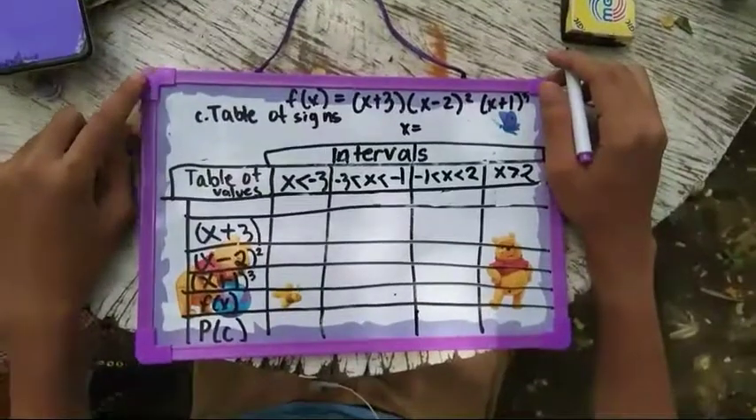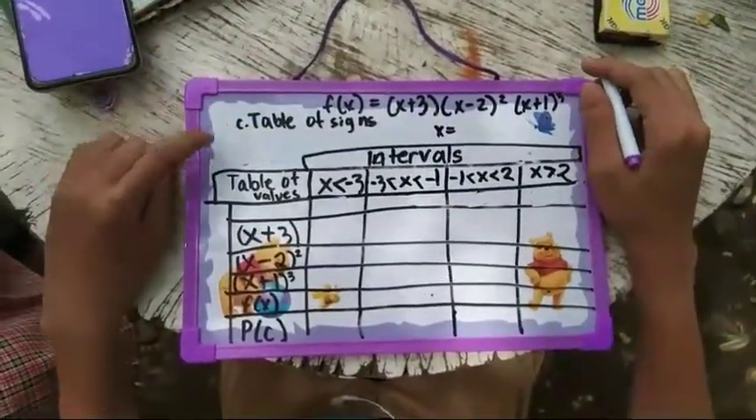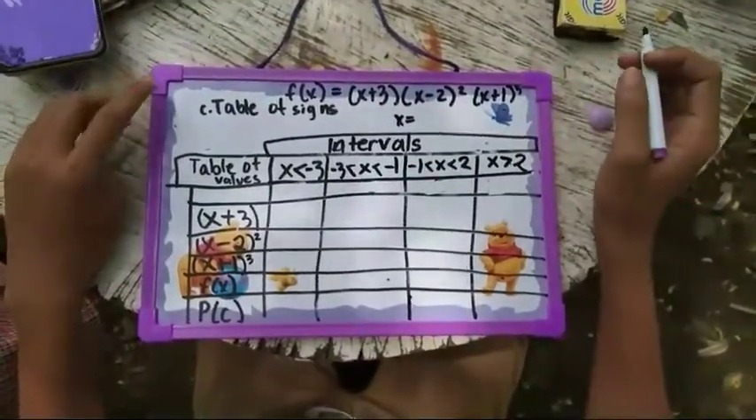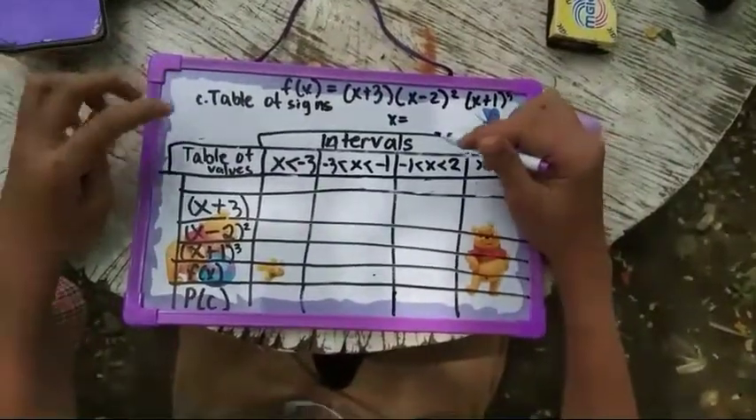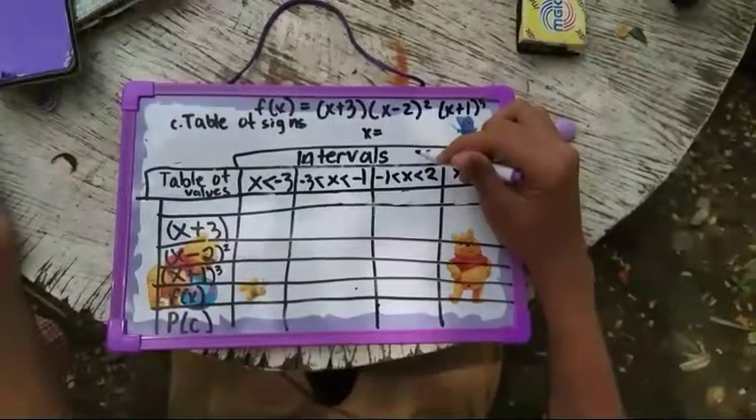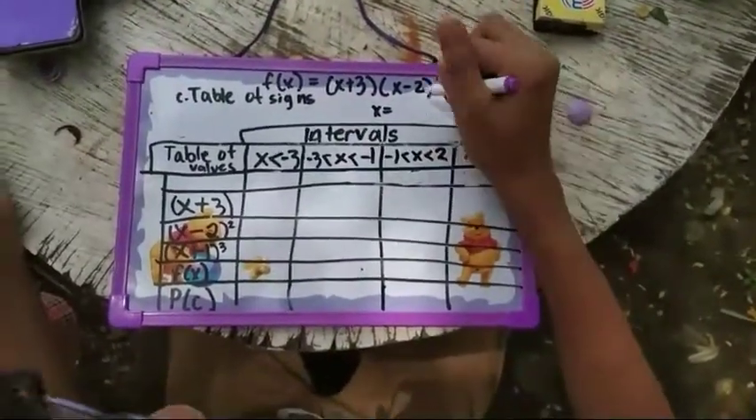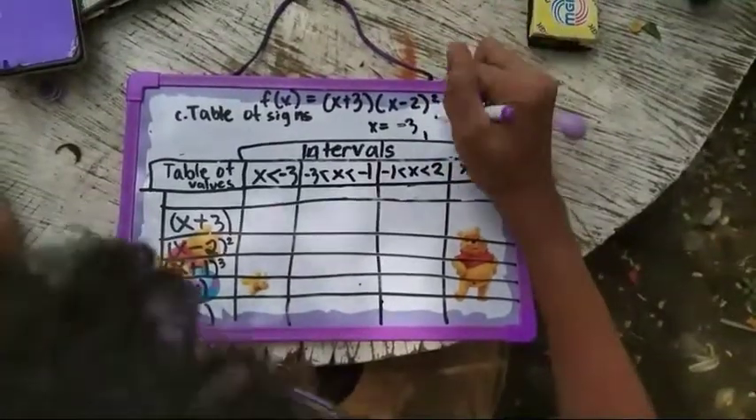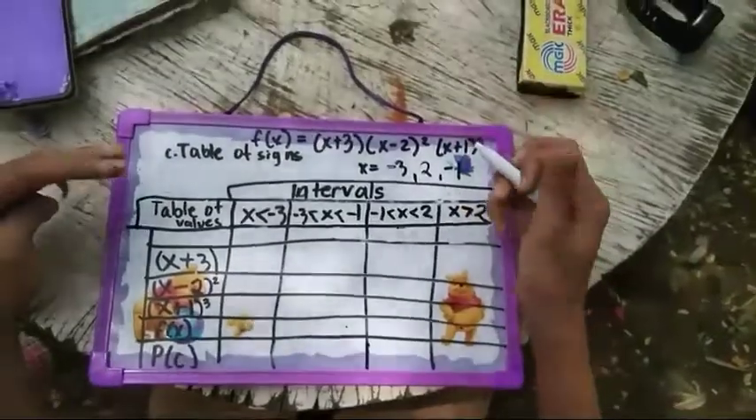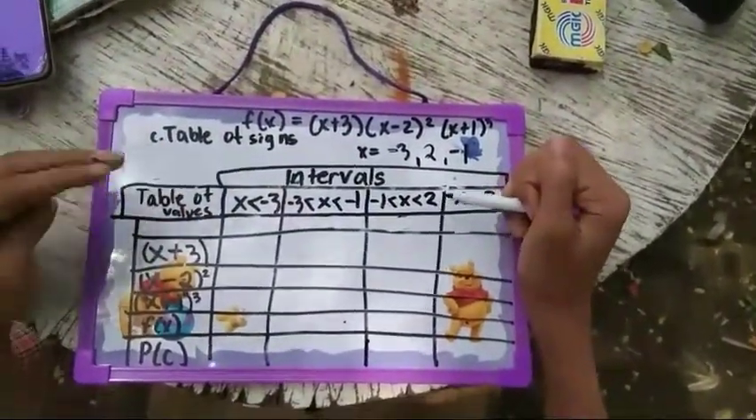Since we have already found A, the x-intercepts, and B, the y-intercept, next we have our table of signs. How are we going to create our table of signs? First, we create a table and look for our intervals. Simply, we use the values of our x-intercepts from a while ago, and those values are negative 3, 2, and negative 1. We arrange our x-intercepts as our intervals from least to greatest.